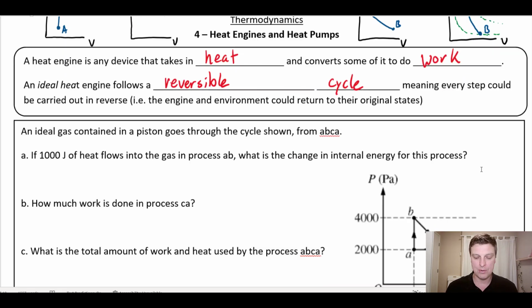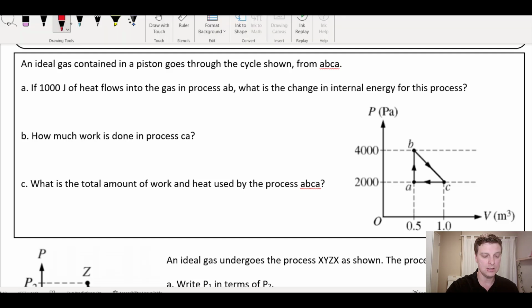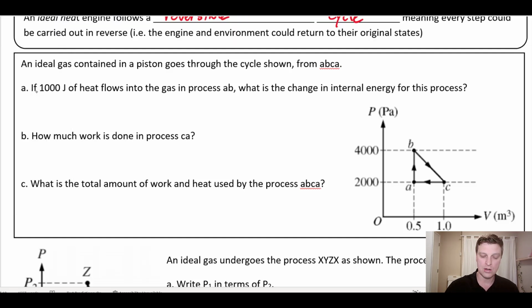Okay, so here's the first example. It says an ideal gas contained in a piston goes through the cycle shown from A to B to C to A. So we've got our little heat engine, and as we talked about last day, any closed loop on a PV diagram is going to represent a reversible heat engine or heat pump, as we'll talk about in a second. It tells us that as we go from A to B to C back to A, 1,000 joules of heat flows into the gas in process AB.